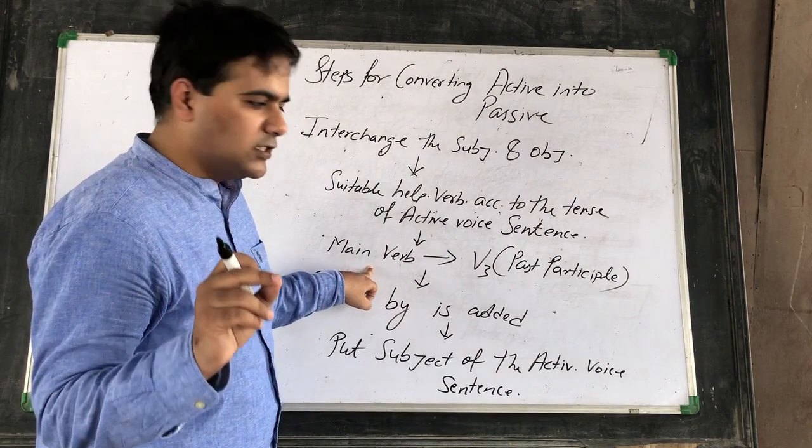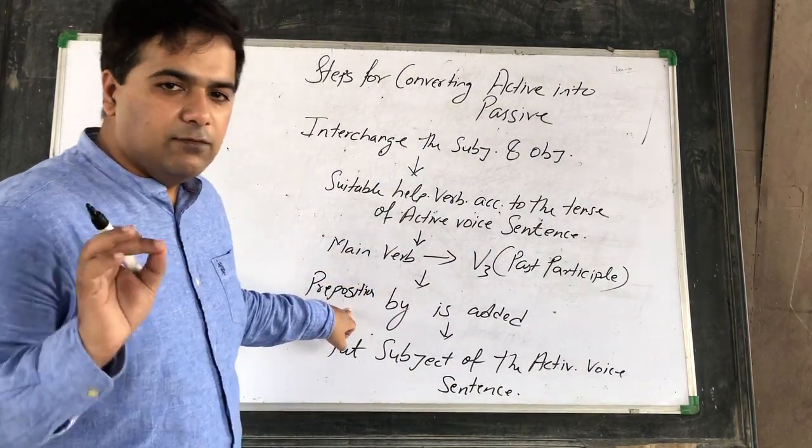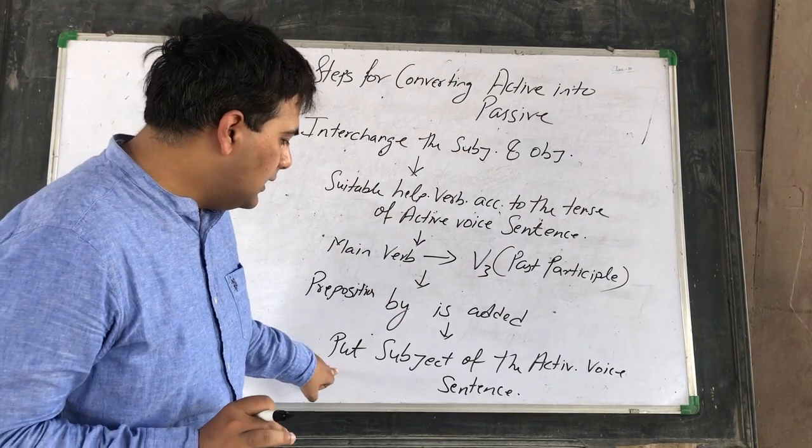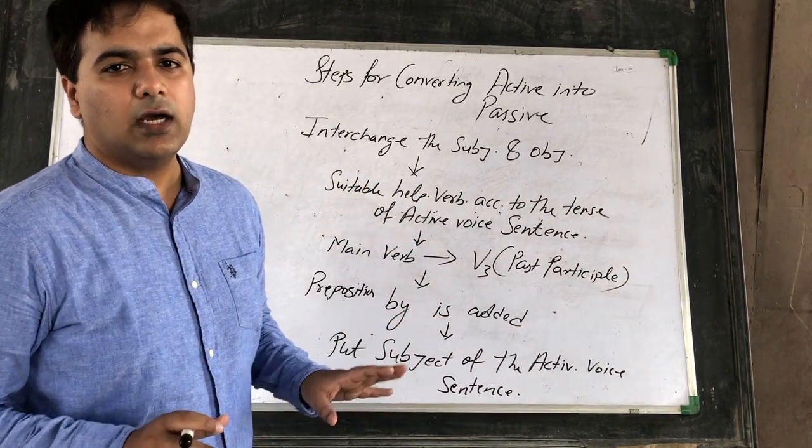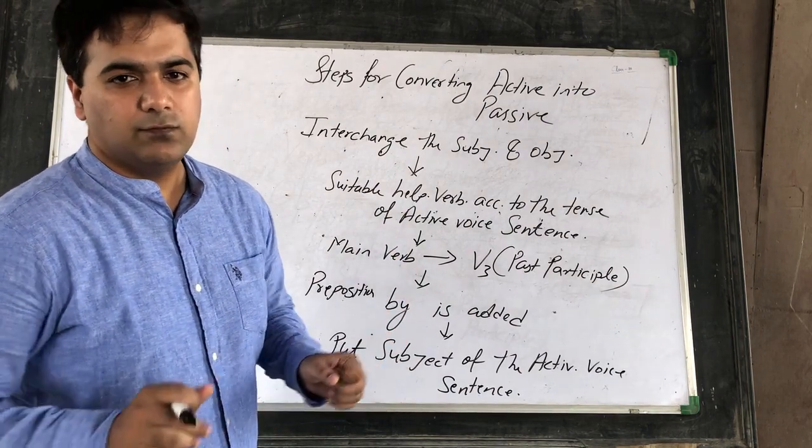Third form of the verb, past participle, preposition by will be added, and then you will put the subject of the active voice sentence. So in this way we can convert our active voice sentence into passive voice.